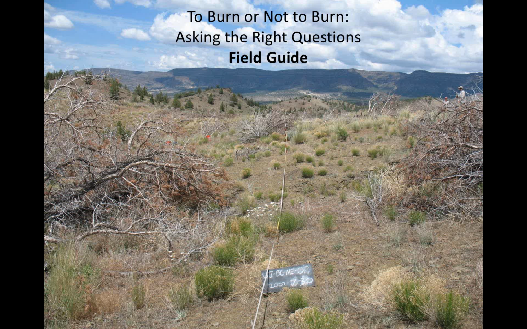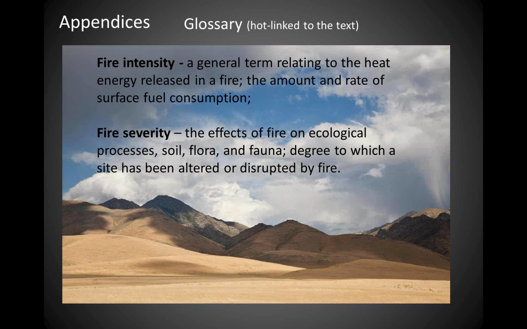This also wraps up into the appendices. We have a pretty decent glossary in the back that has been hot linked, so terms you come across in the text will be highlighted, and you can click on a term and it will take you right to the glossary. The value of this is particularly in writing EAs or other documents, where it's important to make sure terms are used consistently and properly. The example I have here is fire intensity and fire severity, which I see used interchangeably all the time, and yet they mean two very different things.